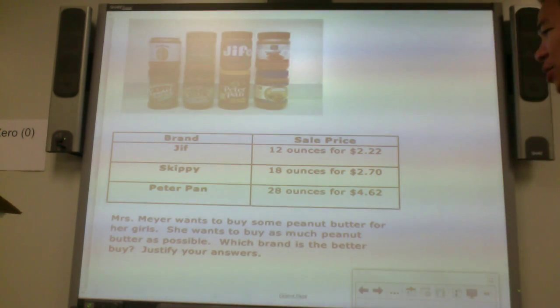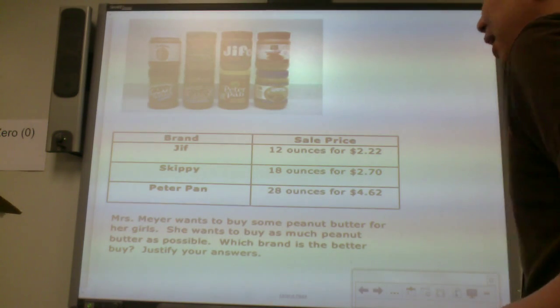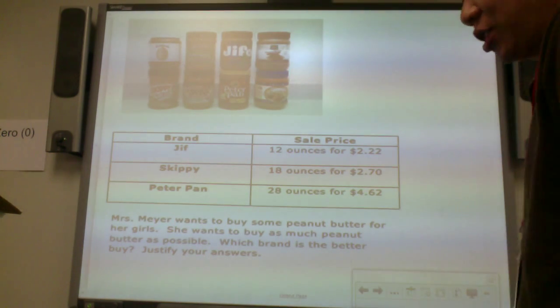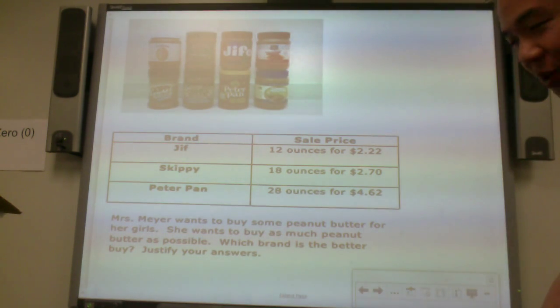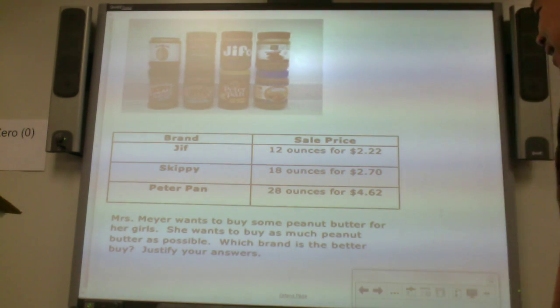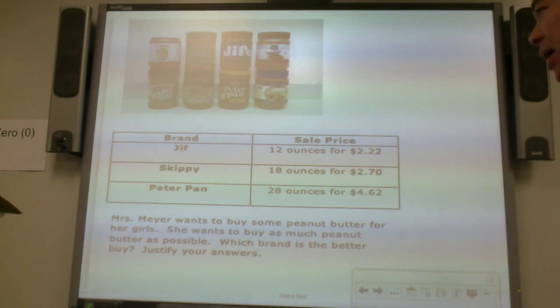So we're going to practice more with unit price, unit cost. Mrs. Meyer wants to buy some peanut butter for her daughters. She wants to buy as much peanut butter as possible because we all want a great value. Which brand is the better buy? Justify your answer. There's Jif, Skippy, and Peter Pan.